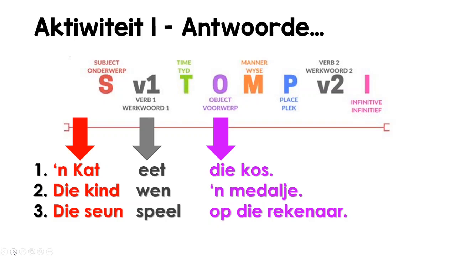Die seun speel op die rekenaar. Die seun is your subject, speel is your verb, and op die rekenaar, on the computer, is your object. This boy plays on his computer. Ek hoop dat jy hierdie 3 voorbeelde reg gekry het. I certainly hope that you managed to get the correct answers.